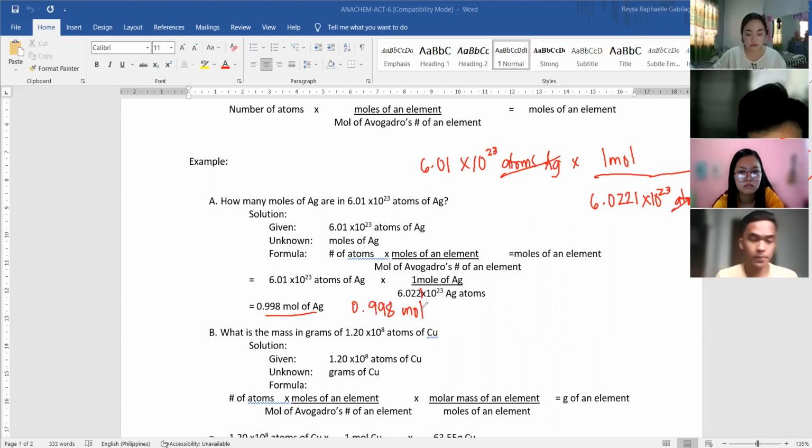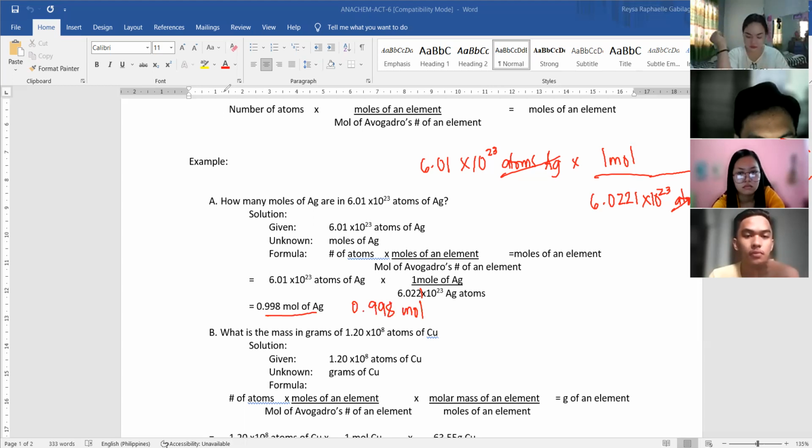Any question? Yes? Ma'am, pwede di ba na wala na yung 0.0? Pwede 1 na lang. Oo. 1 mole? Oo, ma'am. Okay lang. Any question?